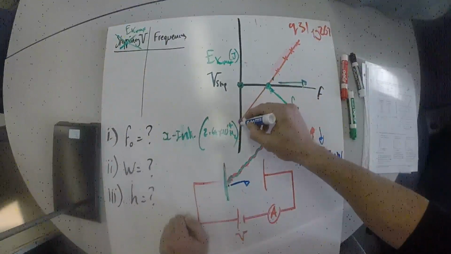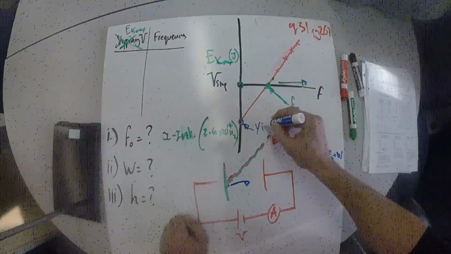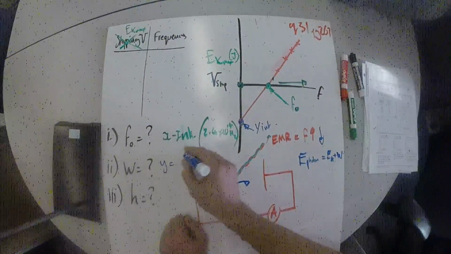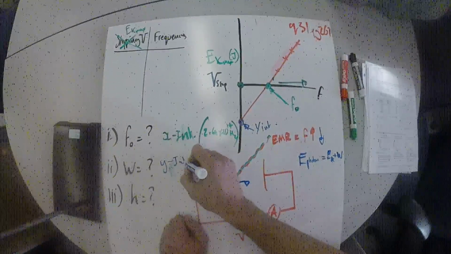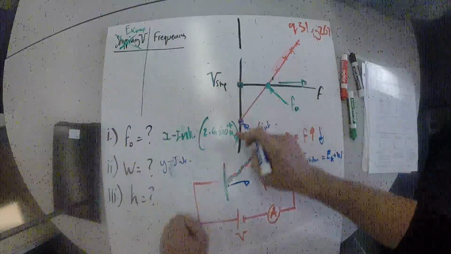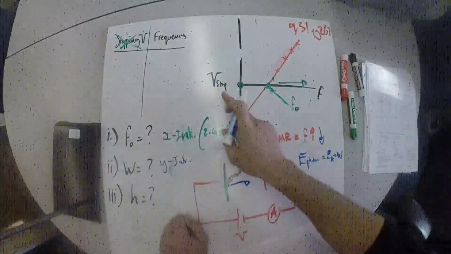Now, hopefully from memory you can recall that it's the y-intercept. That's what's going to give you the work function. But let's just have a look at what that means in terms of units. So it's the y-intercept. Now, let's get rid of this EK because this graph is actually stopping voltage.